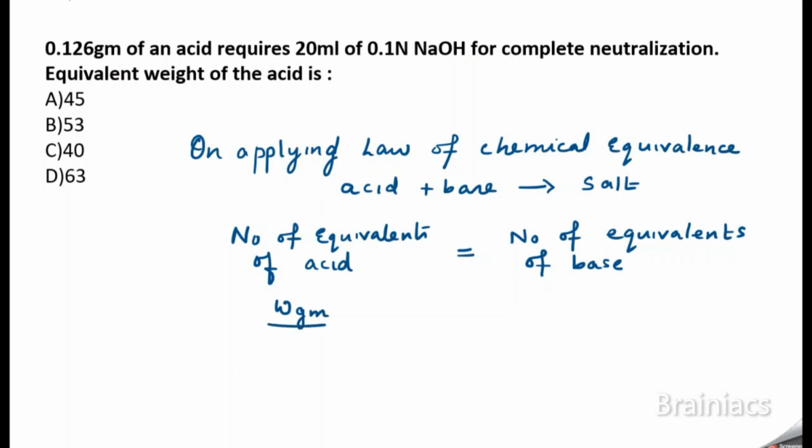Okay, divided by equivalent mass of the acid. Equivalent mass of the acid. Why am I applying this formula here? Because the weight in gram of the acid is given here, that is 0.126 gram, correct? So I need to find out the equivalent mass of the acid.